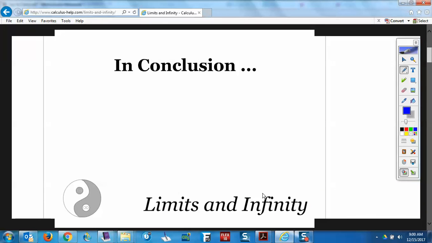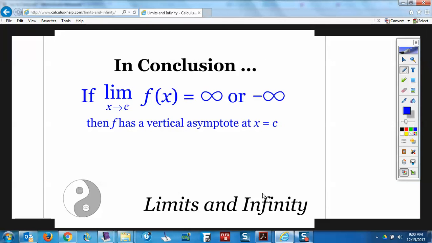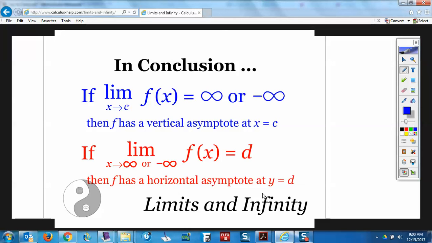In conclusion, if the limit as x approaches c of f of x is infinity or negative infinity, then f has a vertical asymptote at x equals c. Whereas, if the limit as x approaches infinity of f of x equals d, then f has a horizontal asymptote at y equals d. One word of caution.